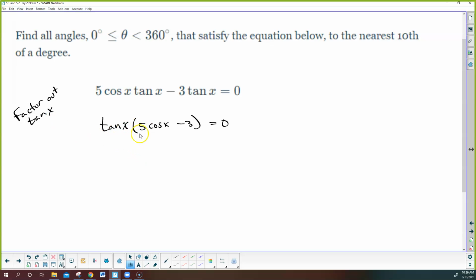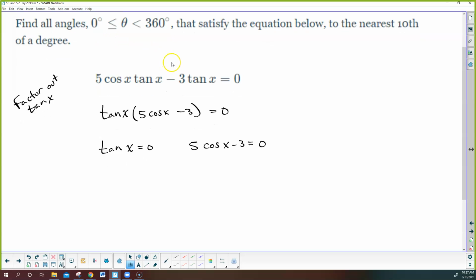Well, now we have the zero product property. We're going to set each factor, the tangent and whatever's in the parentheses, equal to its own 0. And then we're going to find our answer in degrees.